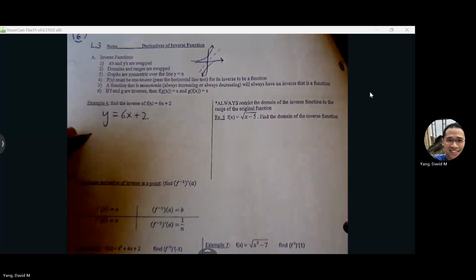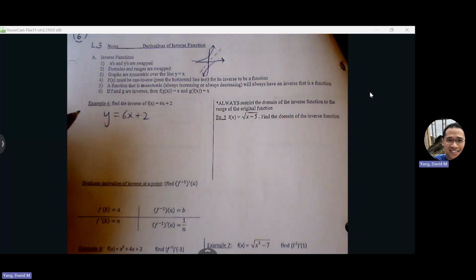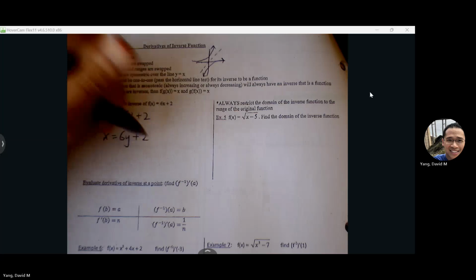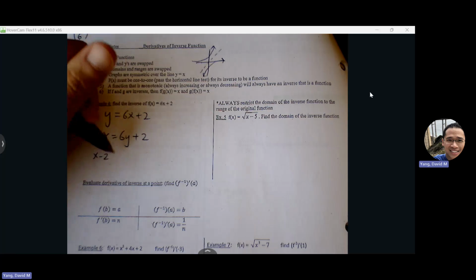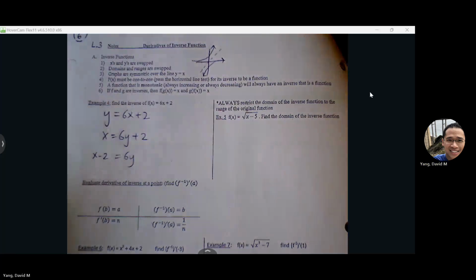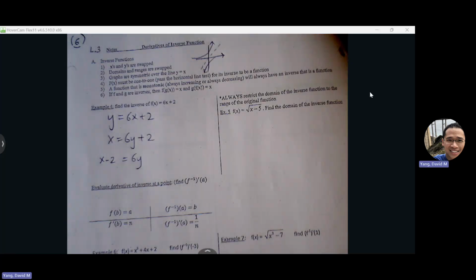Let's do a quick example of inverses. If I have a function y equals 6x plus 2, if I want to find the inverse, I'm going to swap the x and y and solve for my new y. So subtract x from both sides, subtract 2 from both sides. If I solve for my new y, I can divide both sides by 6.